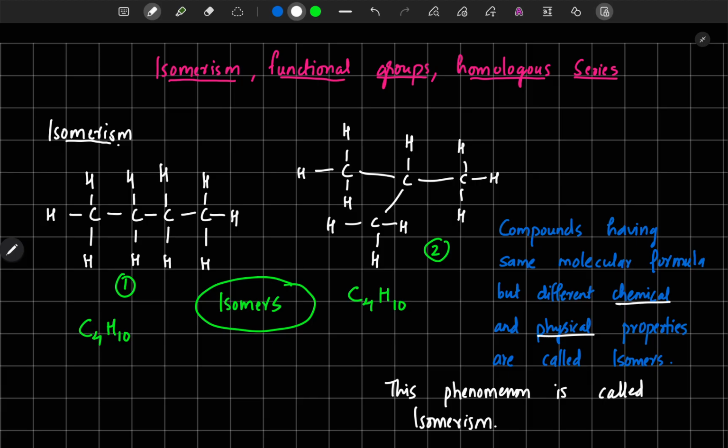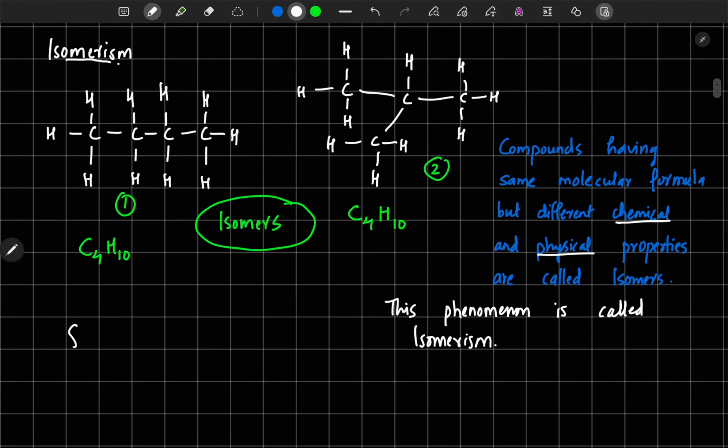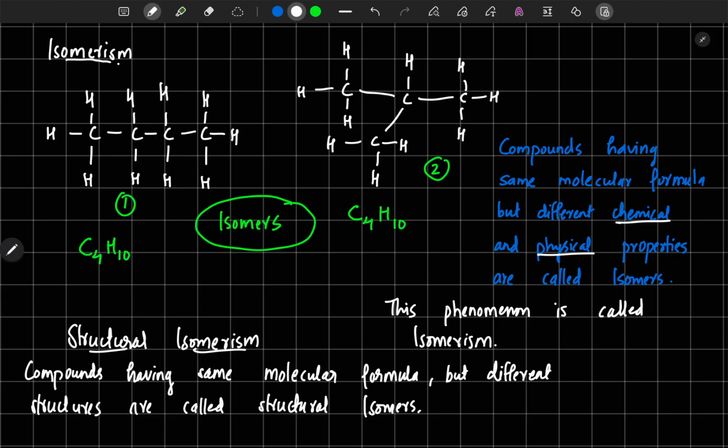In 10th grade we are only studying one type of isomerism, which is structural isomerism. So structural isomerism is nothing but compounds having the same molecular formula but different structures. Different structures, they are called structural isomers. So I will write the definition here. So this is it. The above one that I have given is an example of structural isomerism.